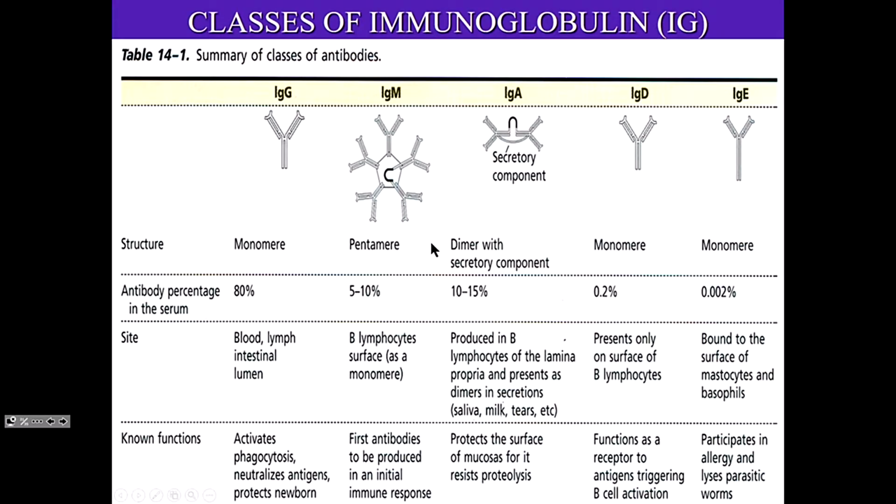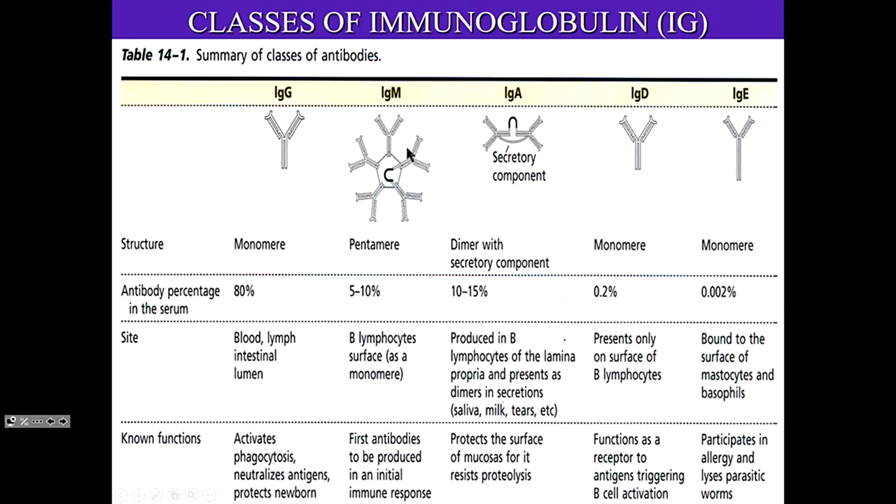So here are our 5 different classes of immunoglobulins that have this common structure that we just looked at. The most frequent immunoglobulin is IgG. It occurs as a monomer. Most of the antibody in the body is IgG. We see a lot in the blood and lymphatic fluid. And it can neutralize antigens just by binding to them.